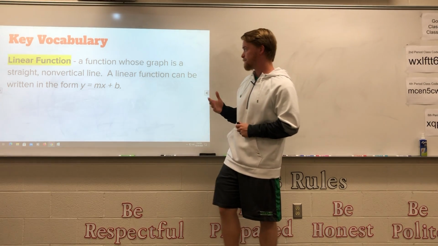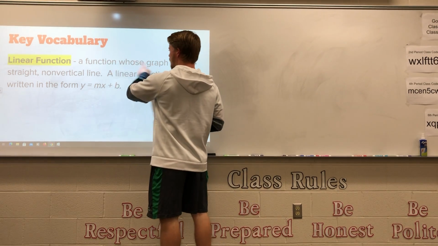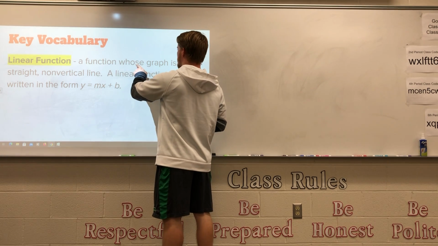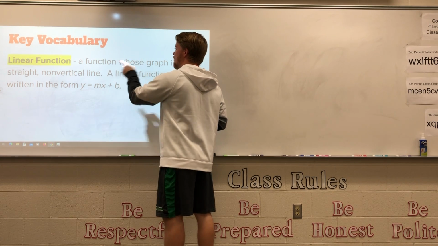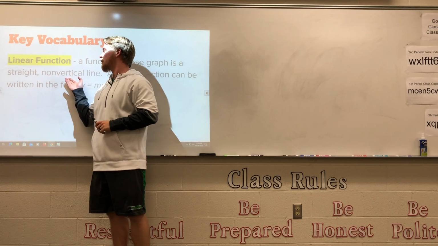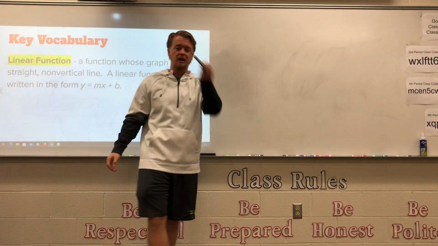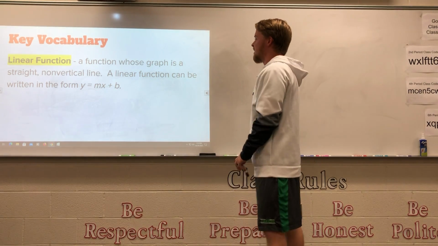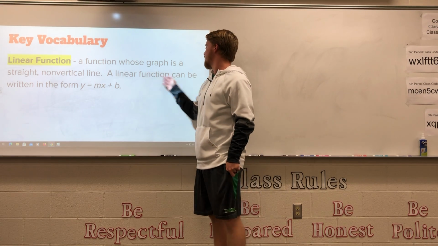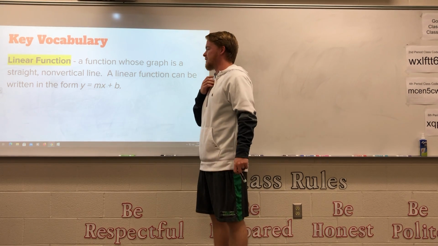So linear, that's where this first part comes in. A function whose graph is a straight, non-vertical line is linear, meaning it's straight, going on in the same direction. And then a linear function can be written in the form y equals mx plus b.